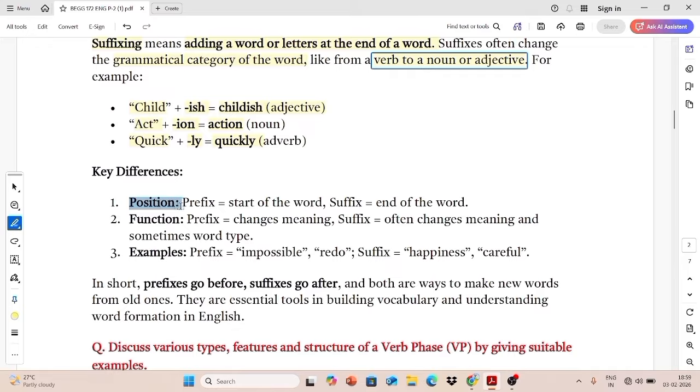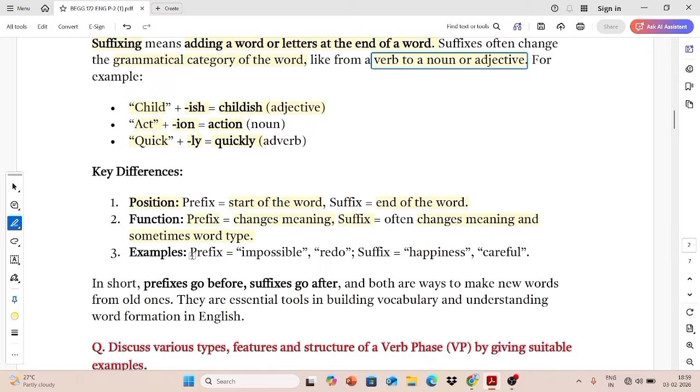First, let's see the position. So prefix at the start of the word, as we have already discussed, suffix at the end of the word. The function of a prefix is to change the meaning. The function of a suffix often changes the meaning and sometimes even the word type.